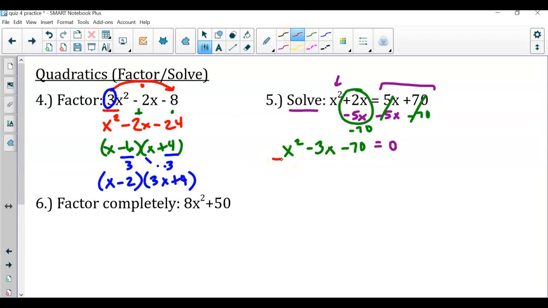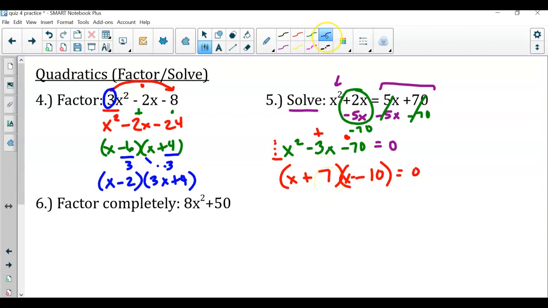See how x squared is by itself, right? X is 1. We can go right into that factoring. What two numbers multiply to get us negative 70 and add to get us negative 3? So thinking of factors of 70, but because we need negative, that means I need 1 plus and 1 minus to multiply to get negative 70. So here I need negative 10 and positive 7.